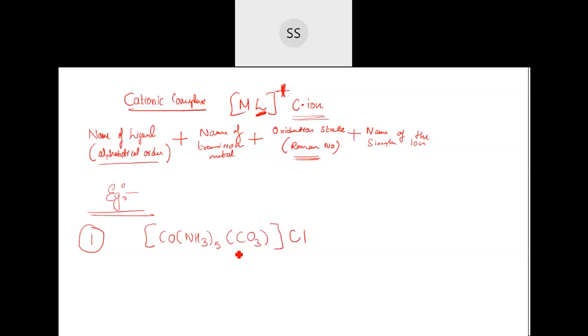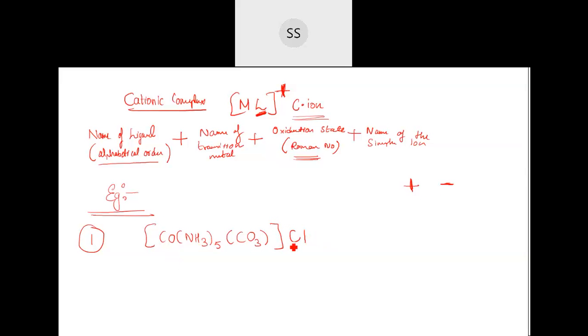Okay, this is the complex I have taken. Seeing the complex only, you will be able to understand whether it's cationic or anionic. When everything is combined together, if the complex part comes first, that means it is a cationic complex, because the positive part always comes first, followed by the negative ion. So if you see the complex first, that means the complex carries a positive charge, and that has to be a cationic complex.